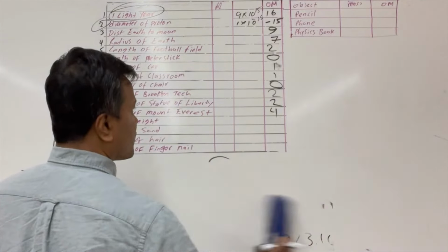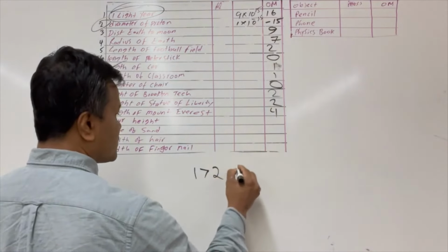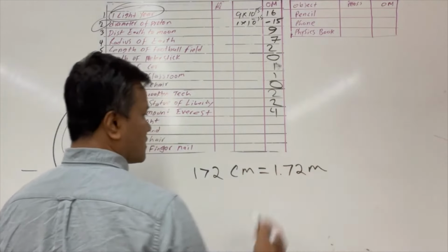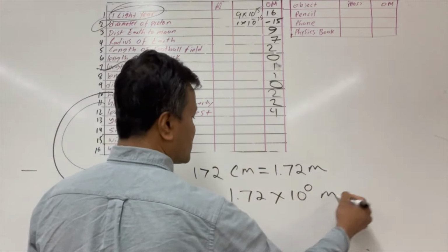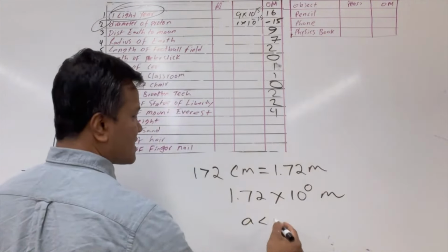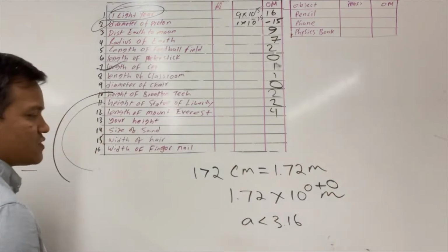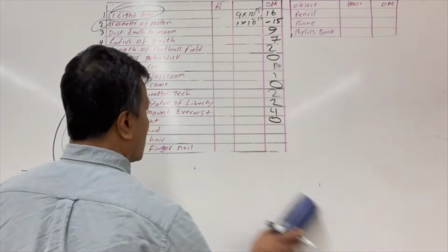All right, now we're going to do your height. My height is 172 centimeters, which is 1.72 meters. What does that mean? 1.72 times 10 raised to 0 meters. 1.72 is less than 3.16, so I'm just going to put 0, right? So 0 order of magnitude.